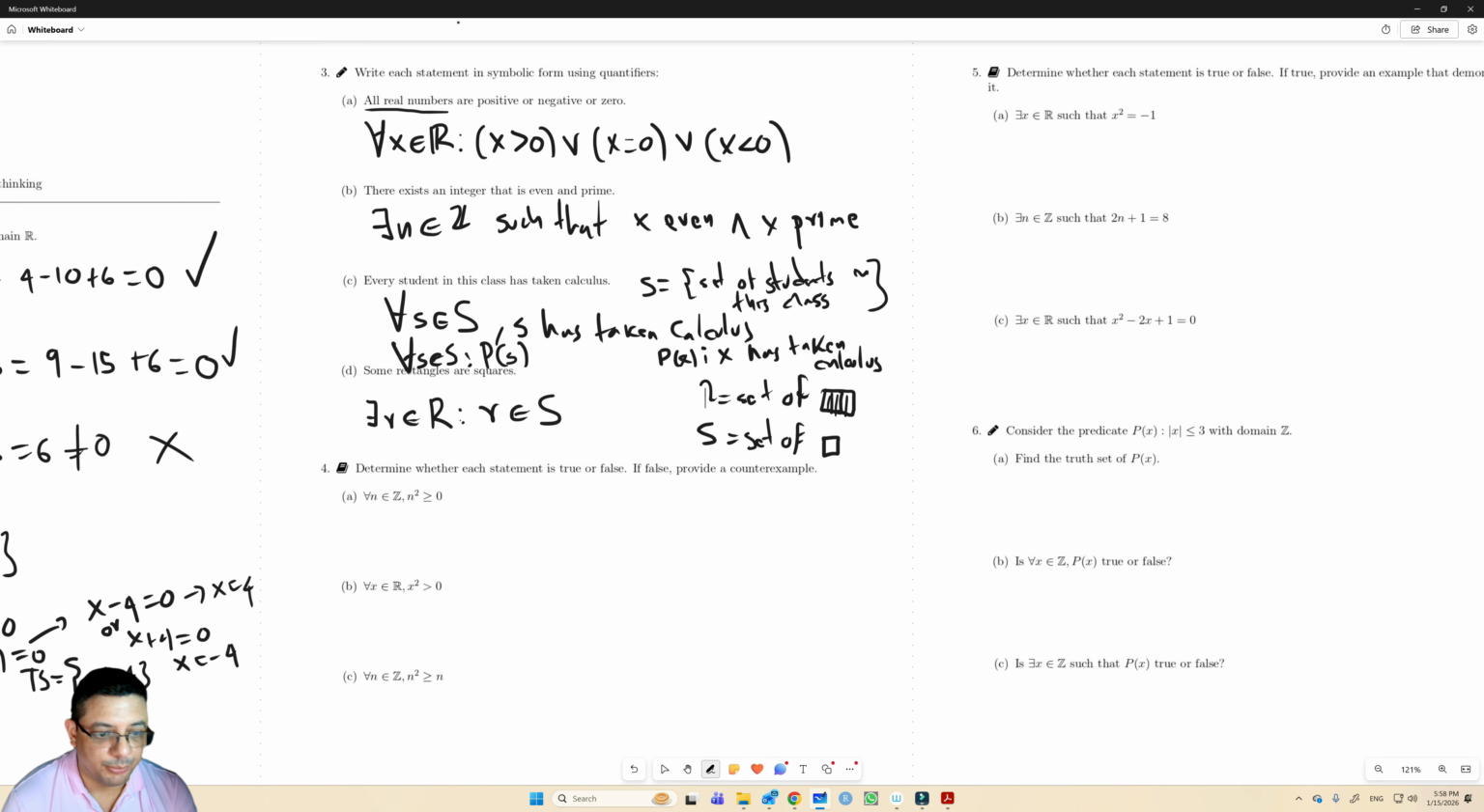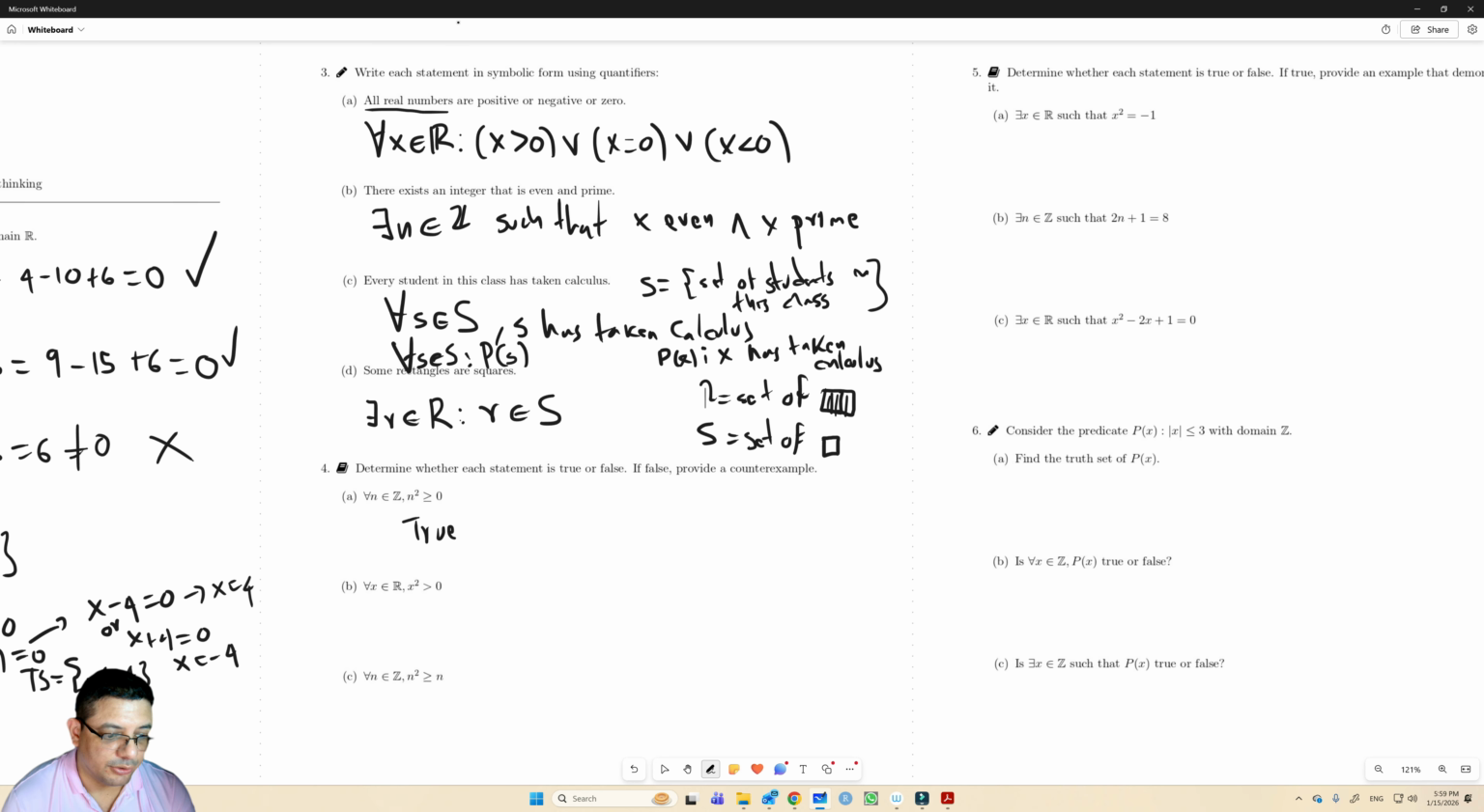Question number 4 is determine whether each statement is true or false. If false, provide a counterexample. For all n that belongs to N, n squared is bigger than 0. Well, this is true. Remember that the naturals are the positive numbers, and for all naturals, the number squared is going to be bigger than 0. Bigger or equal, in particular 0 squared is bigger or equal than 0. So this is true.